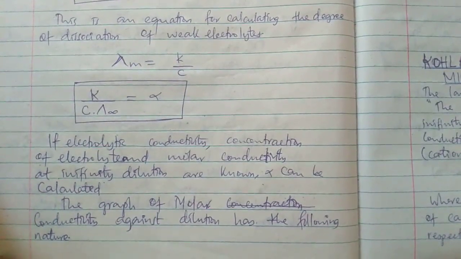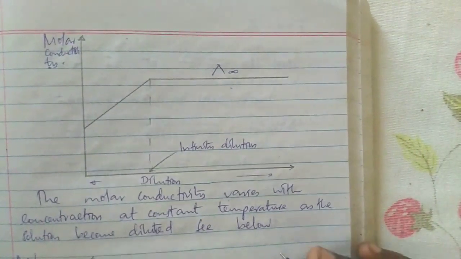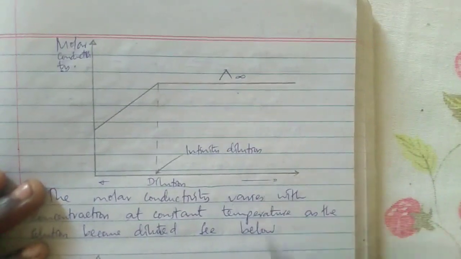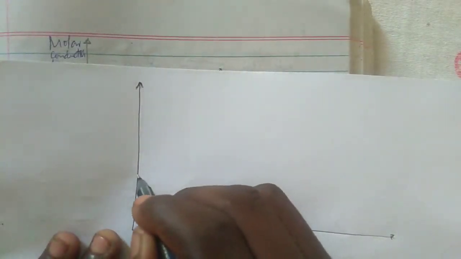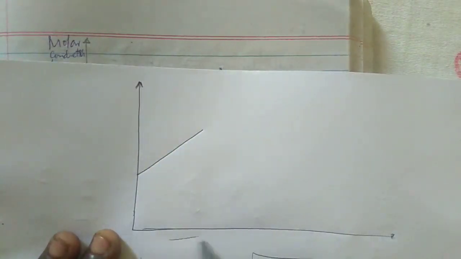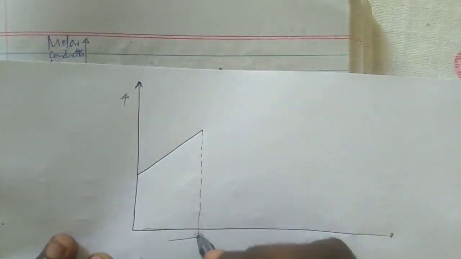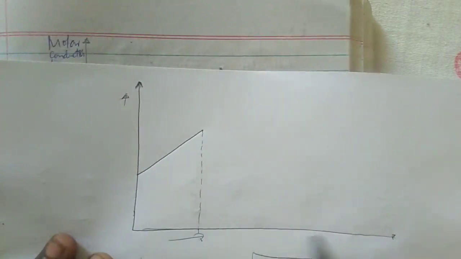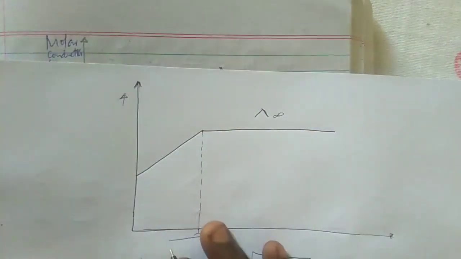The graph of molar conductivity against dilution has the following nature. Katika graph huku ni molar conductivity, huku ni dilution. Initially, as we are increasing dilution, the molar conductivity increases. So the increase in dilution is directly proportional to the increase in molar conductivity. But tukifika point inaitwa infinite dilution, there is no increase in molar conductivity. We are diluting the solution, but there is no increase in conductivity. This is the conductivity at infinite dilution, which is a constant value.